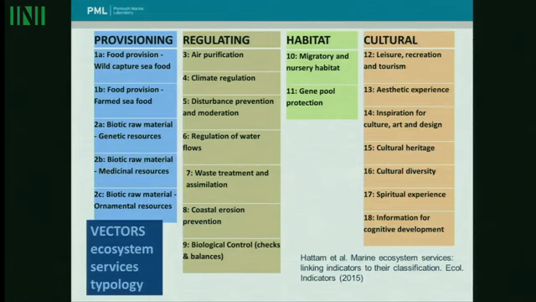And the sea, the marine environment, provides a wide variety of ecosystem services, in many ways very analogous to the terrestrial ones. The language is slightly different, but we have a bunch of provisioning services, including food provision. We have regulating services, including oxygen supply being a very important one, climate regulation, and waste treatment and assimilation. We have habitats, particularly migratory and nursery habitats for fisheries, and then we have a whole raft of cultural services as well.